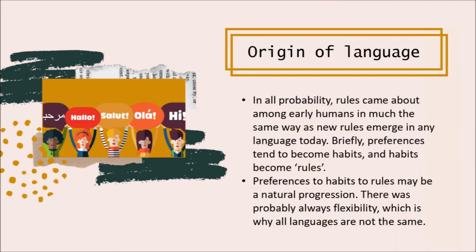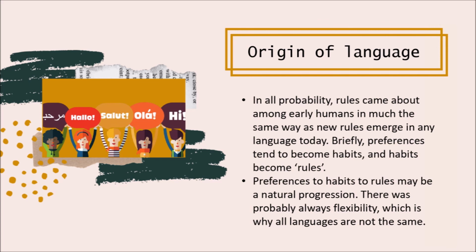These preconditions enabled early humans to build up a store of words. In all probability, rules came about among early humans in much the same way as new rules emerge in any language today. Briefly, preferences tend to become habits, and habits become rules. Original language preferences possibly reflected ways in which humans view the world. So preferences to habits to rules may be a natural progression. There is probably always flexibility, which is why all languages are not the same.